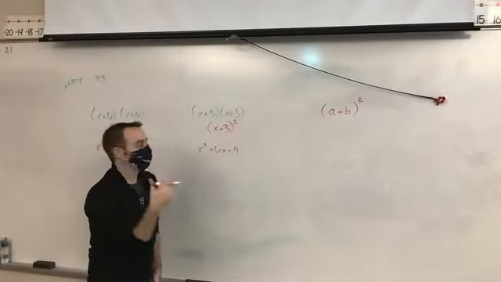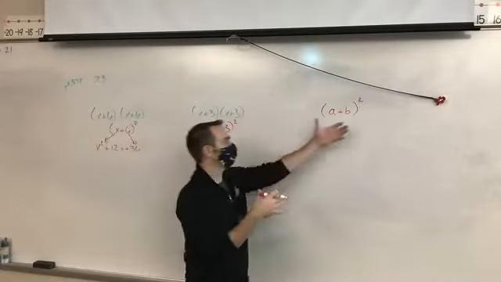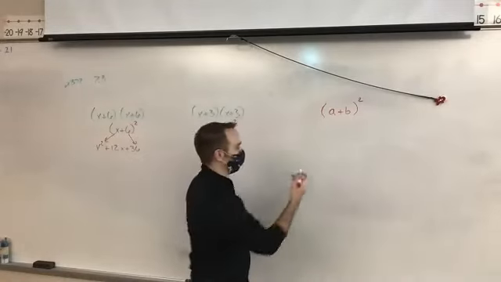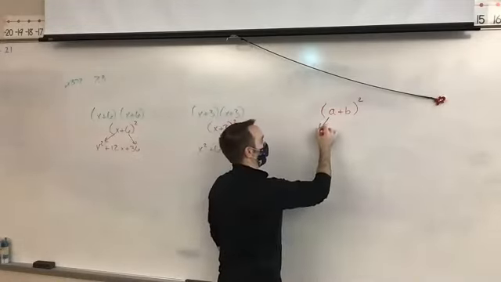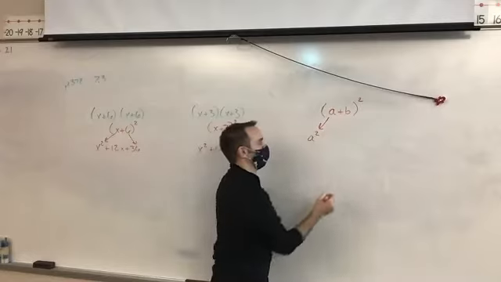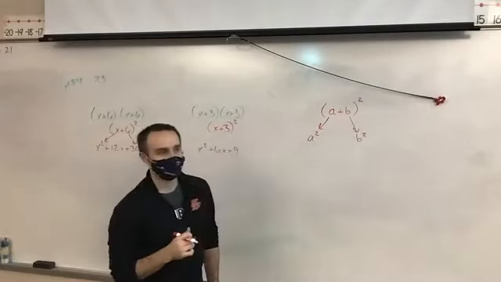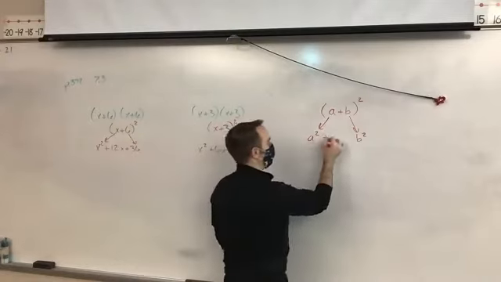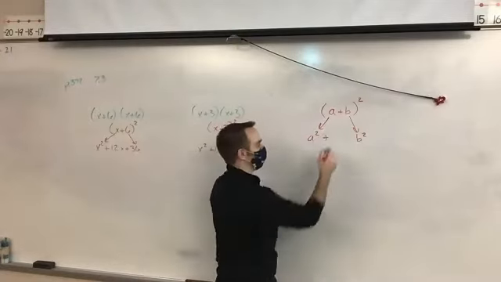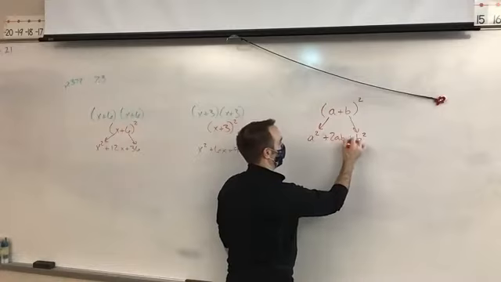Okay. For the general form of it, make sure that we have this down. Once again, we are squaring the first term. We are squaring the second term. And then the middle, we're multiplying them together and timesing it by 2. So the middle is 2 times a times b.